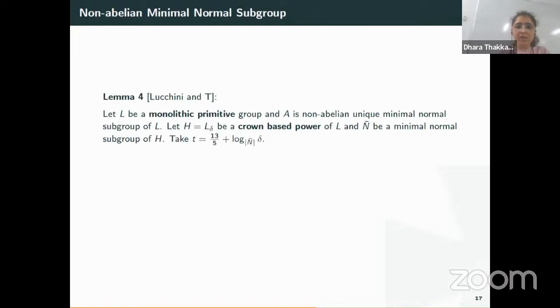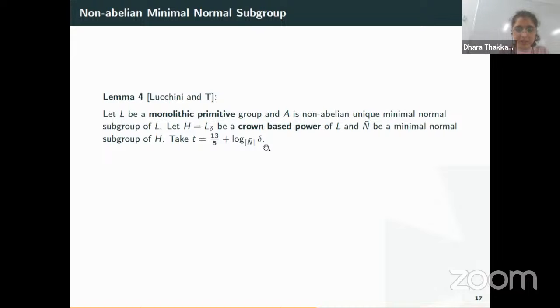So first, to handle the non-abelian case, we have proved the following theorem. So this is a lemma. We improved the search space for some special classes of groups, which is what this lemma is about. So we have a monolithic primitive group L, and by definition, it has a unique minimal normal subgroup. Suppose it is non-abelian. Now we consider its crown-based power H, which is L_delta, and let's take any minimal normal subgroup n bar of H.